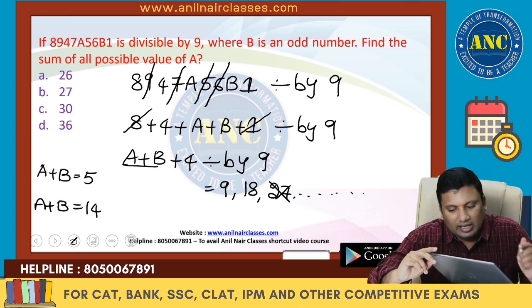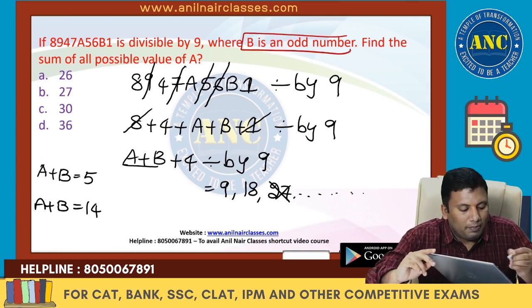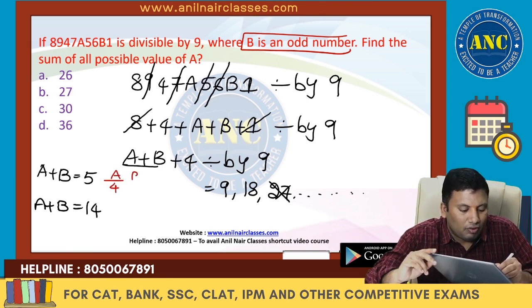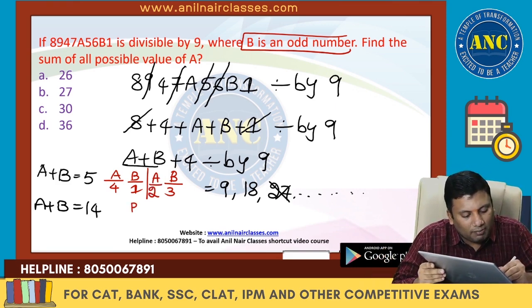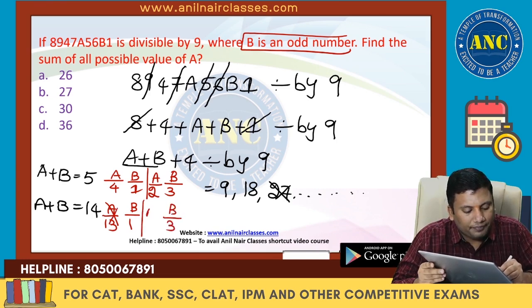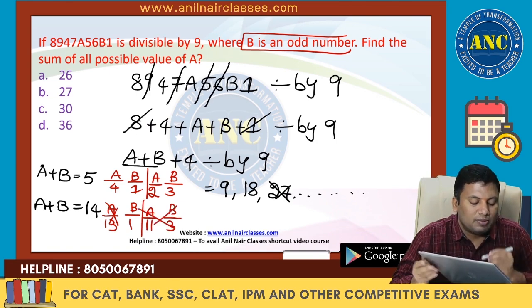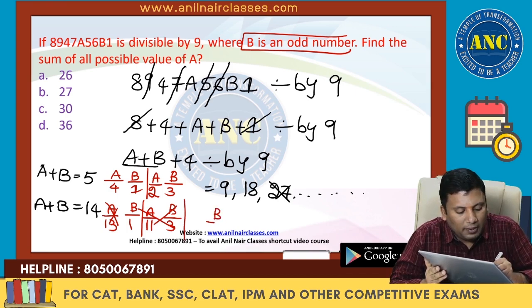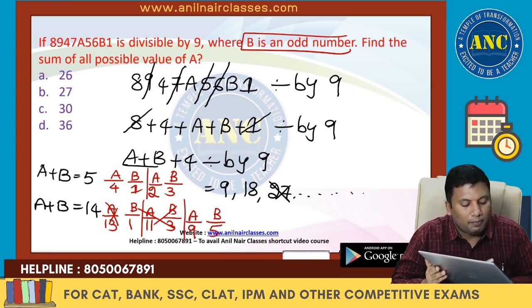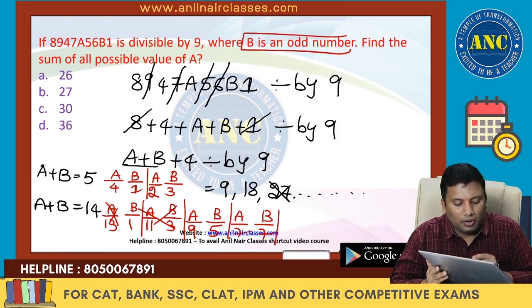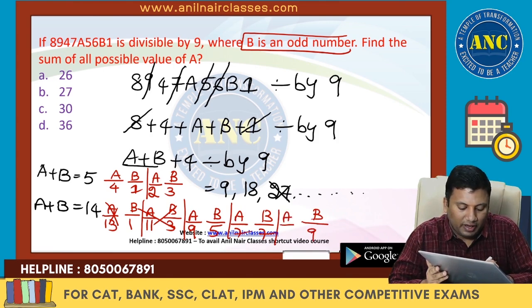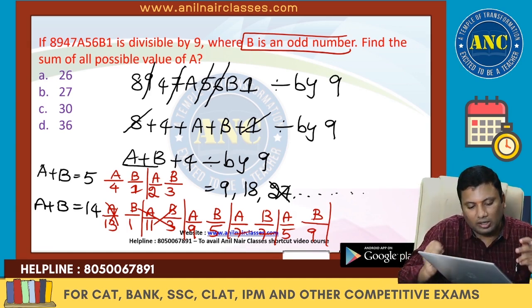Now one point that is given: B is an odd number. If A plus B is 5, then A value 4, B value 1, or B value 3, A value 2. Two cases. Similarly, for A plus B is 14, if B is 1, A value 13 is not possible. B value 3, A value 11 is not possible. A and B are digits. B value 5, A value 9 is possible. B value 7, A value 7 is also possible. B value 9, A value 5 is possible. B value 11 onwards is not possible. I hope it is clear.